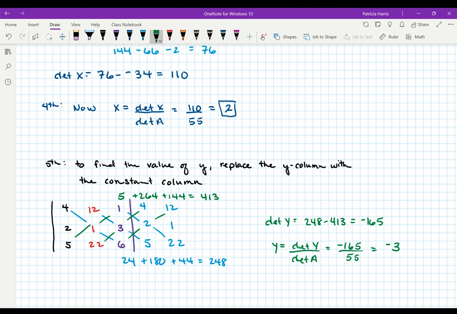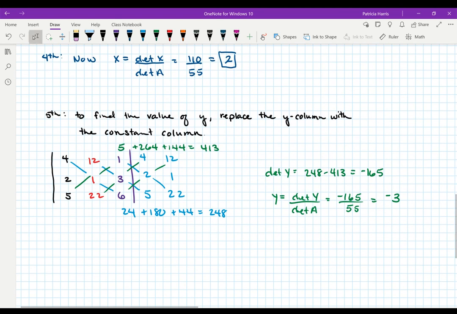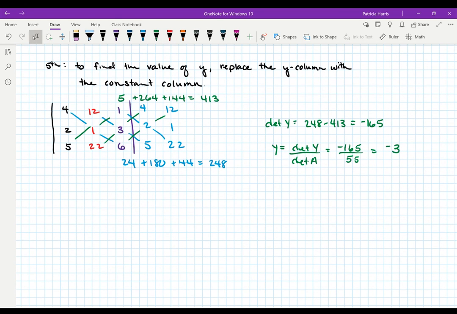Now if you wanted to, what you could do is you could solve the rest of it by substitution. Okay, but I'm going to go ahead and find z by using Cramer's rule. So again, we're going to do the same thing, except we're going to replace our z column with our constant column.